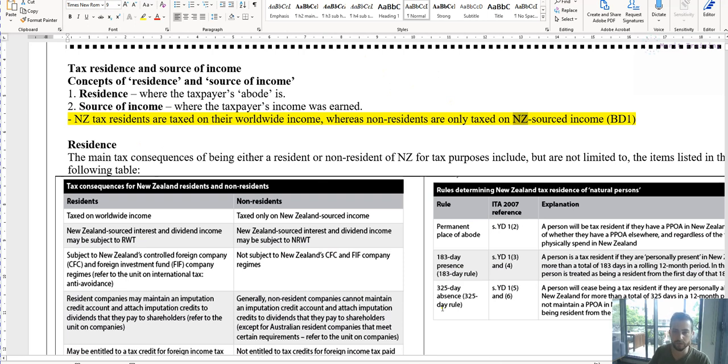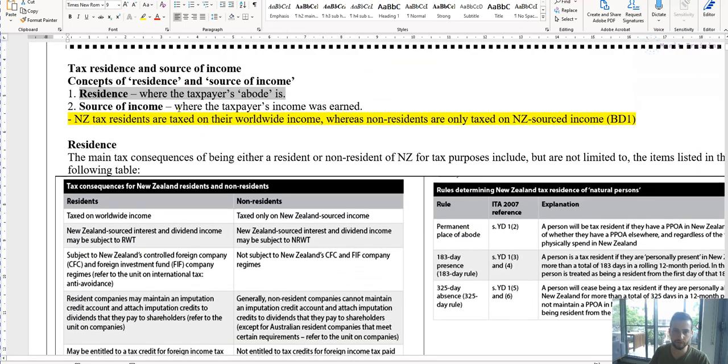So we'll start to talk about what the rules are for determining where that income is sourced, and also how you know if you actually are a resident. Do you have to live there to be a resident? What happens if you have a house there but are away for most of the year? So these are the kinds of questions that we'll be asking.